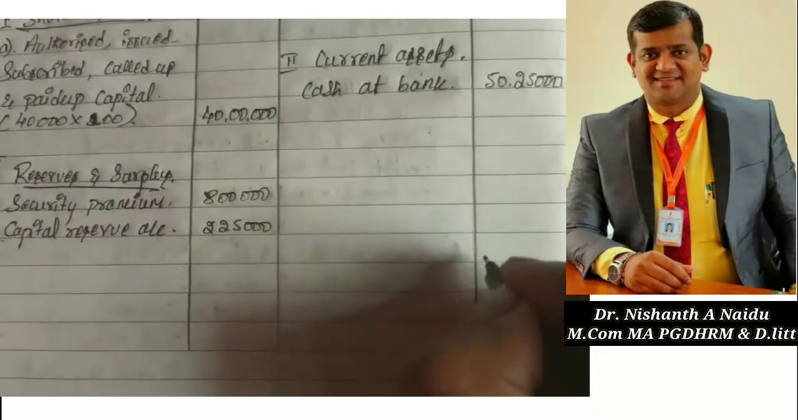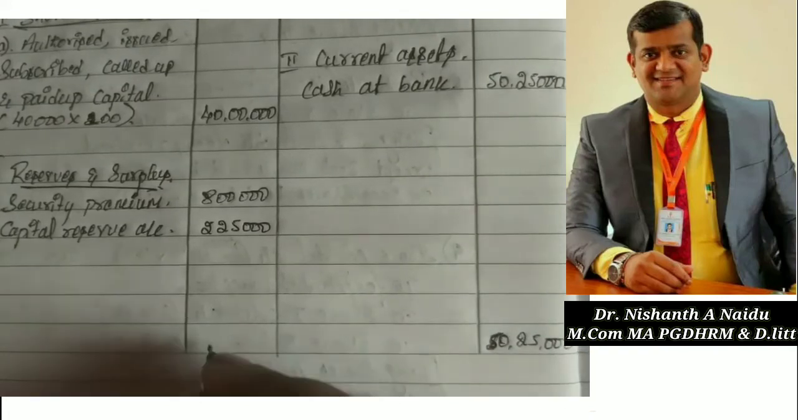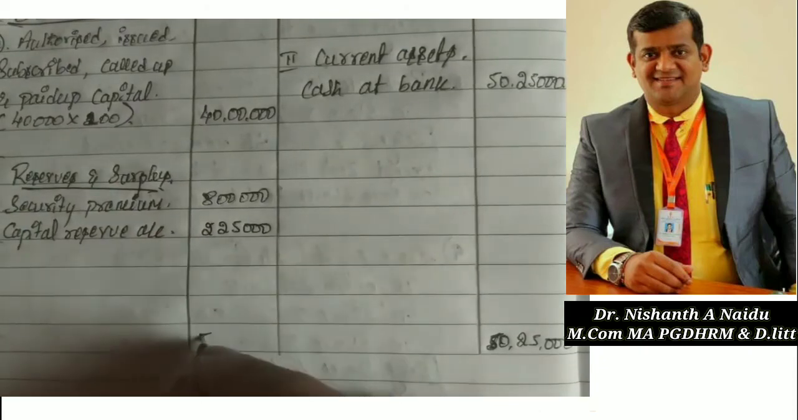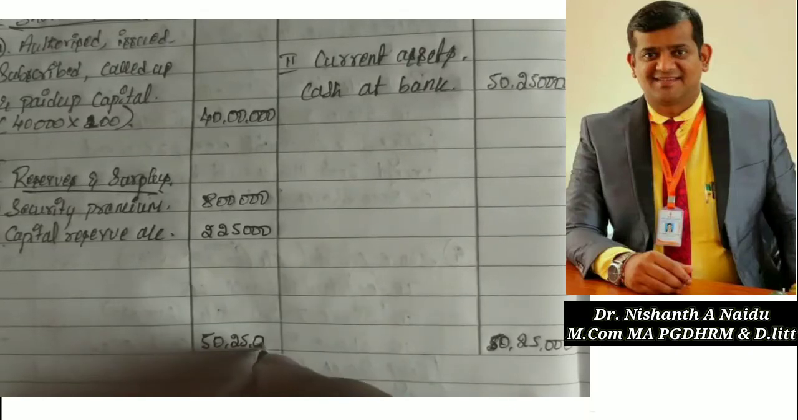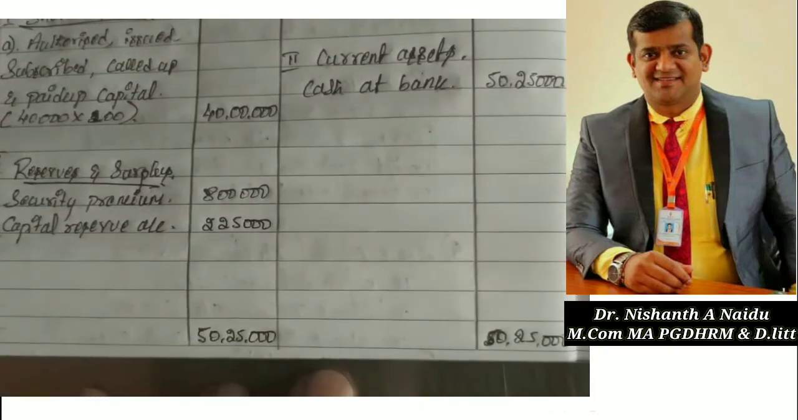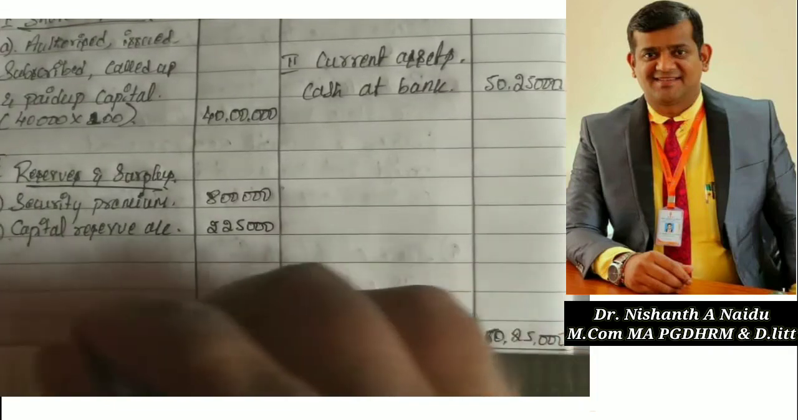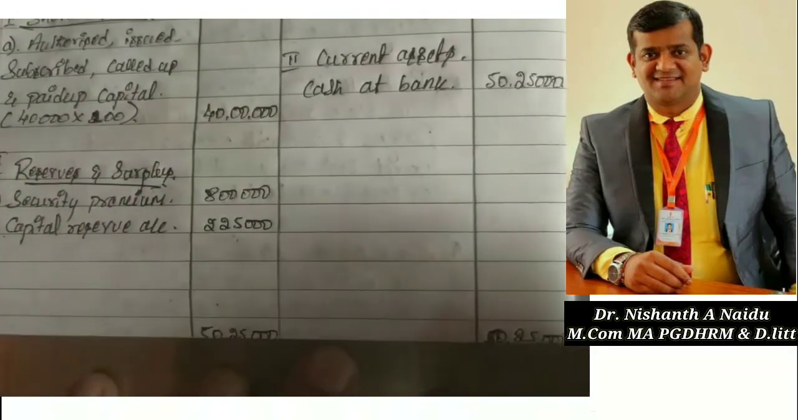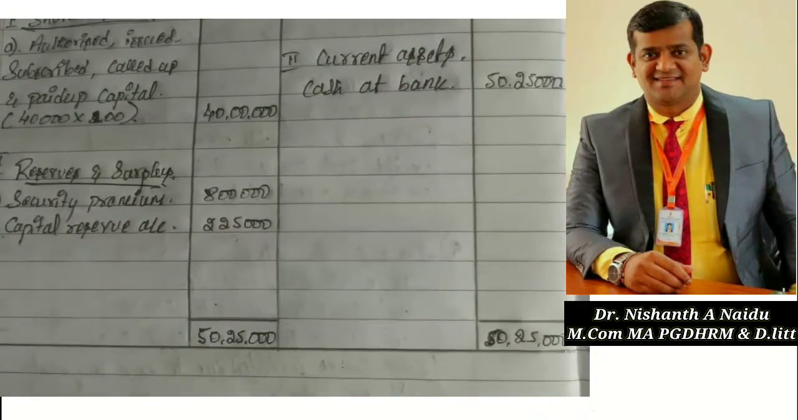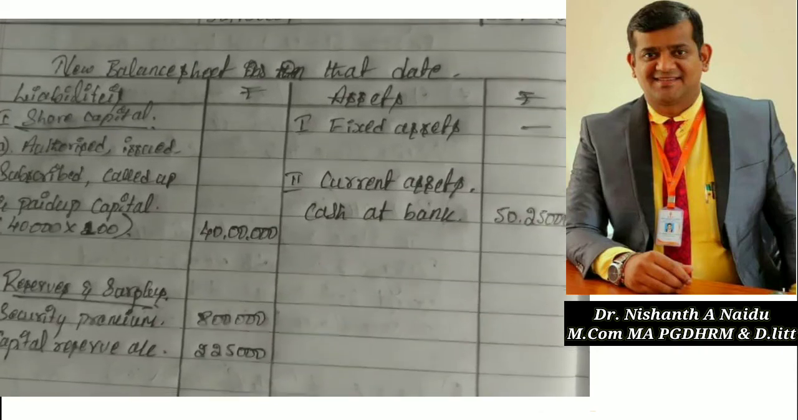So let me total it here only somewhere. 50,25,000. Here 40 plus 8, 48 lakh, plus 2,25,000, 50,25,000 only. So both the side totals tallied. So we are done with this problem also. We have successfully completed 23 problems. So I'll solve the other 2 problems, then I'll wind up this lesson after 25 problems. So 50,25,000 and 50,25,000 is the total amount of the new balance sheet.